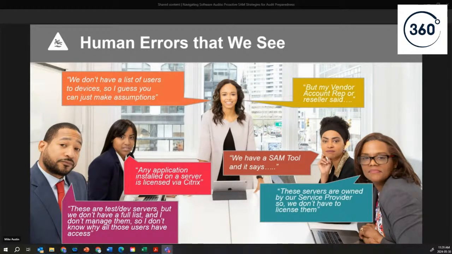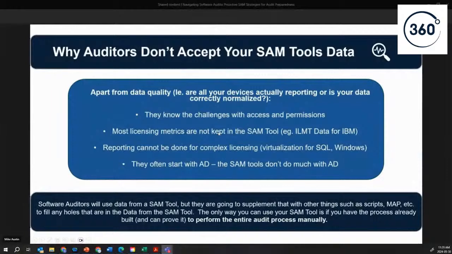We know because so-and-so was in the room when you said it was 5,000. You just have to be very careful what you're communicating with them, right? And I think this is the last piece before I get into the process. A lot of the times people say, like, I have a SAM tool, the auditor's going to accept the data. Yeah, maybe. They're going to validate it though, right?